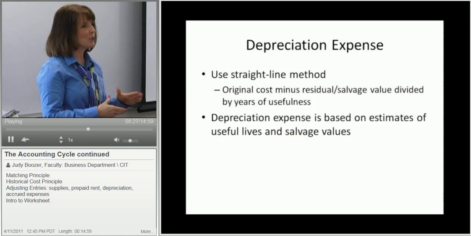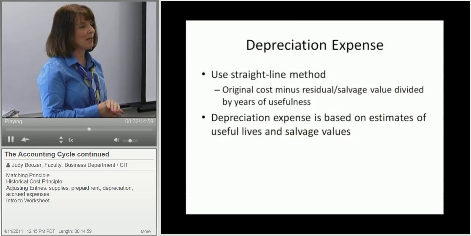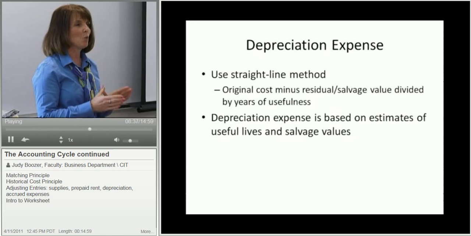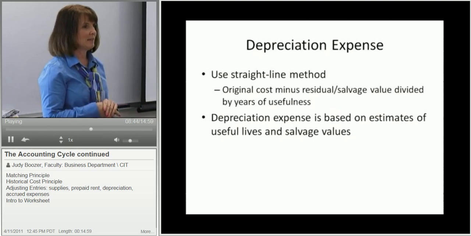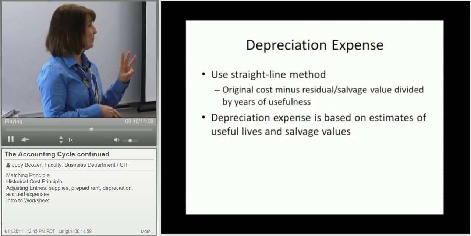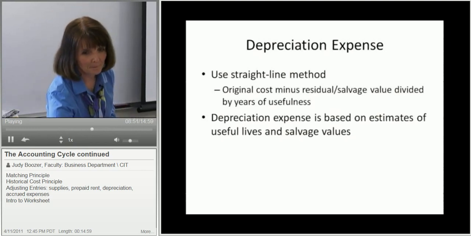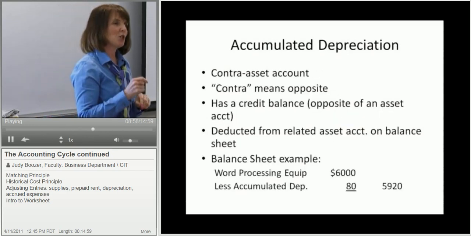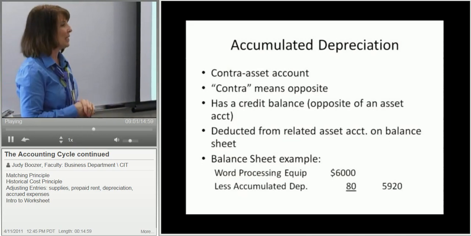So you're reducing your asset by 100, but not directly to the asset, and we'll show you that here in a second. But you're determining what the depreciation is, how much do we have to adjust that asset? And for 1 month it would be 100. For 3 months it would be 300. To do this adjustment for depreciation, we're going to have another new account called accumulated depreciation.